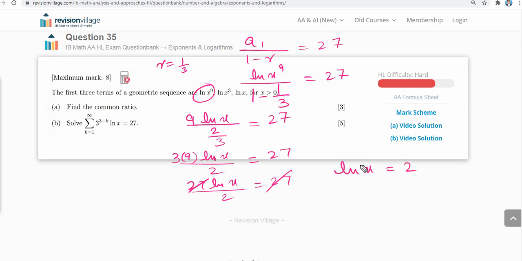Now I'll take the antilog on both sides, so x equals e to the power of 2, because the base of ln is e. So x is equal to e squared. So x equals e squared will be my answer for x. This is how you will do the questions for the concepts of logarithmic laws and exponents. So this is it for this video. I hope you like it, and thank you so much.